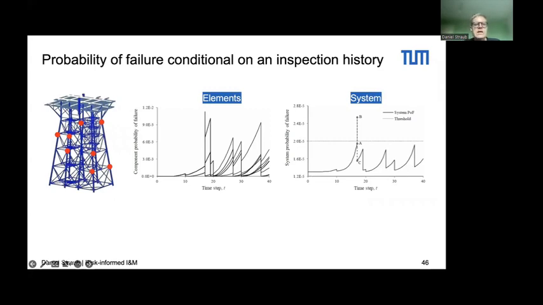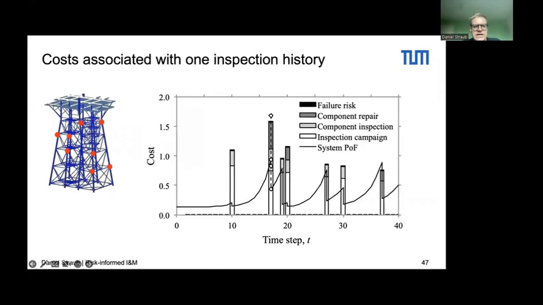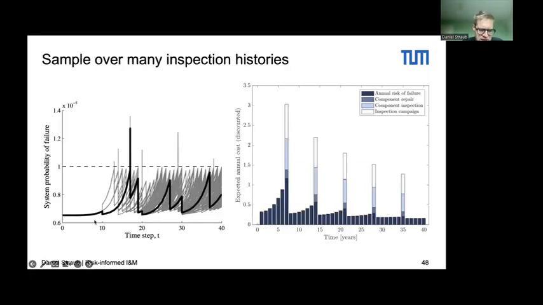So this is done relatively efficiently. This is one inspection history, and we then get the costs associated with that one inspection history. So we get both the failure risk, which is very low for this particular example, the components repair costs, and the inspection costs, both the cost for the inspection campaign and the cost for the individual inspection. So for one trajectory of the inspection history, we then do that for many such histories. Again, remember 100 to 1,000 Monte Carlo histories. And we then get the average costs among these histories. And then it looks something more smooth, like here, where we get the risk, component repair, component inspection, and inspection campaign costs, shown as a function of time.